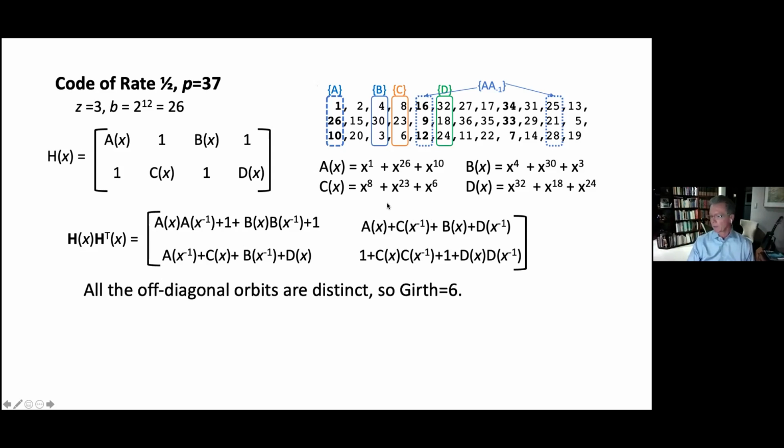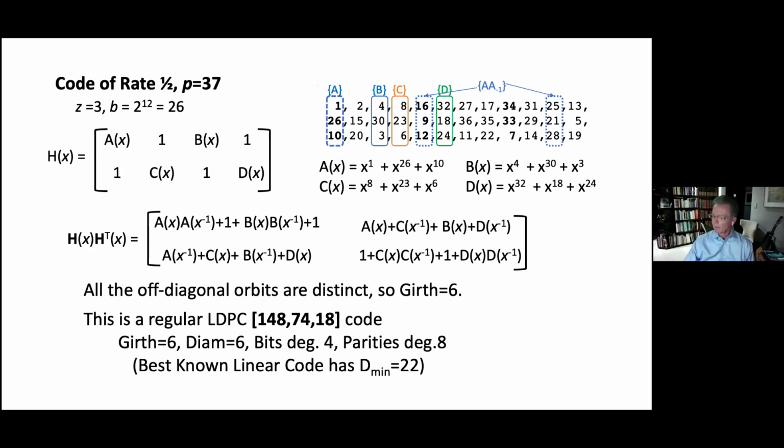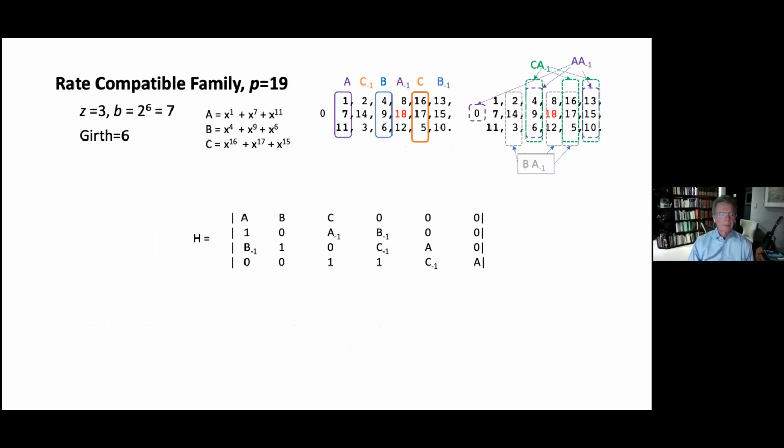And the orbits have structure to them that makes it much easier to do this. And that code I was able to construct, and so it doesn't have a girth of 4, it has girth 6. And that code is a 148.74.18 code. The best known code has 22 here. But here I've got bits of only degree 4. Parity is great. So this is a regular LDPC code. So that's just to show you can do it at rate 1/2. Rate 1/3 was just my test bed sort of.